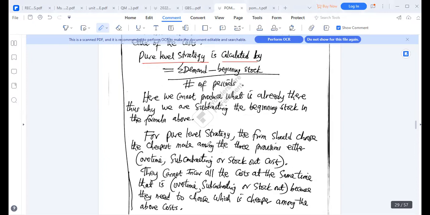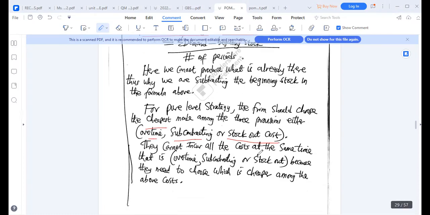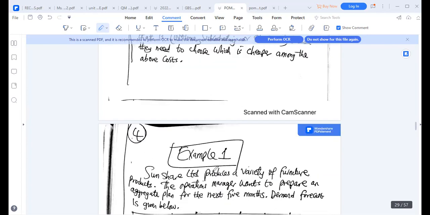Then for the pure level strategy, the firm should choose the cheapest mode among the three provisions when they cannot produce to meet demand. Can they allow workers to continue working and incur overtime? Or can they go for subcontracting? Or should they incur the stock out cost? So they cannot incur all the costs at the same time because they need to choose which is cheapest among the above costs. So we need to look at an example.